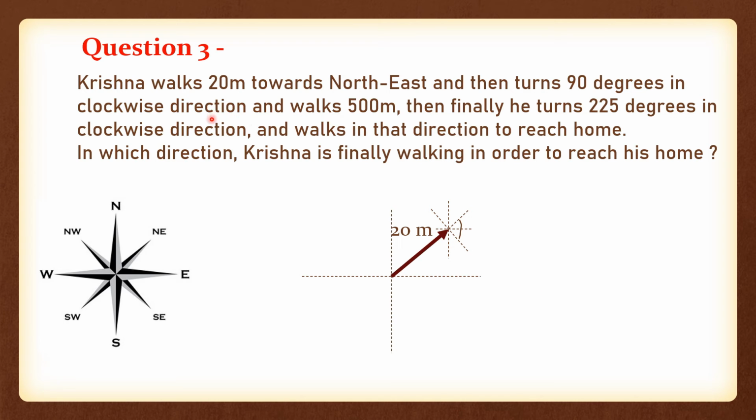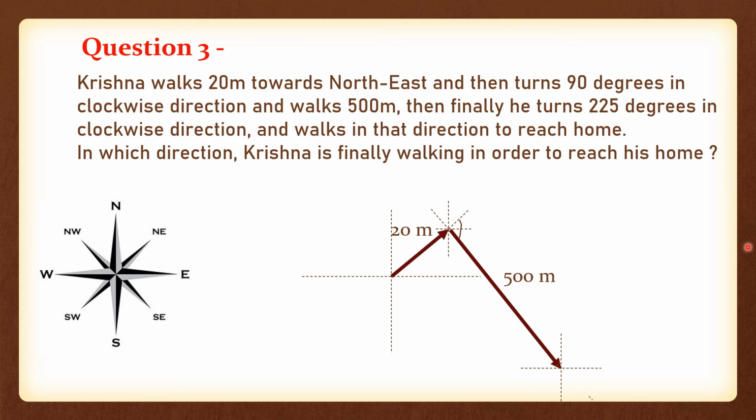After turning clockwise you need to walk 500 meters. So let us walk 500 meters in the southeast direction. So this is 500 meters, okay? Now Krishna finally turns 225 degrees, again in clockwise direction.